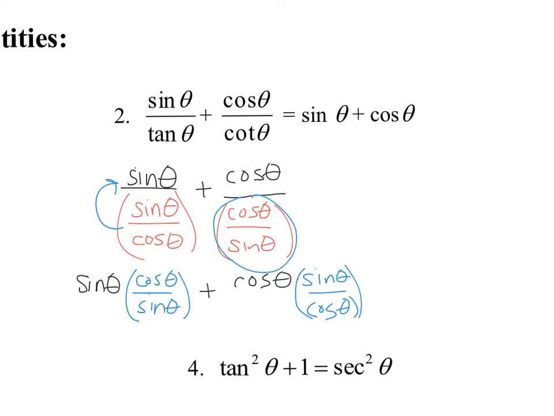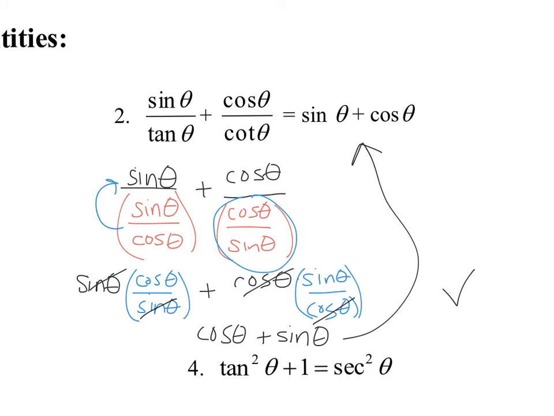So in the end, I'm going to cancel out my sine of theta on the top and on the bottom, and my cosine of theta on the top and on the bottom. So in the end, I have cosine of theta plus the sine of theta, which is equal to sine of theta plus cosine of theta. So this worked. It checked. The left-hand side is equal to the right-hand side.